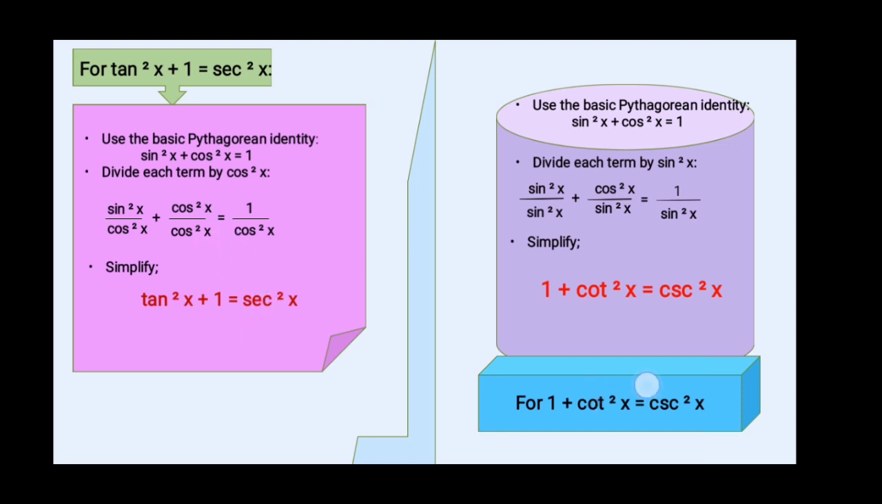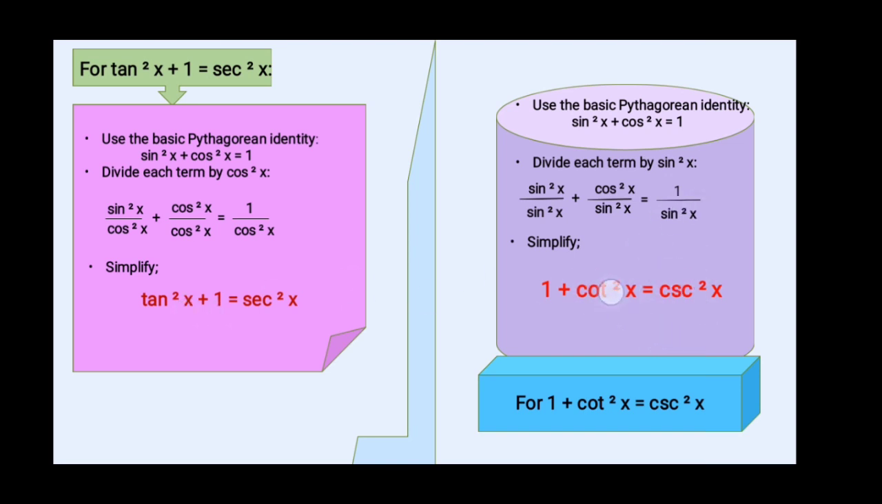Now, what we did for this identity, we're going to do also in this identity. So we're going to divide the basic Pythagorean identity by sine squared theta. We know that sine over sine is 1, and cos over sine is cotangent, the reciprocal of the tangent. Then just copy, and 1 is equal to 1 over sine squared. And we know this term is cosecant, since cosecant is the reciprocal of sine.